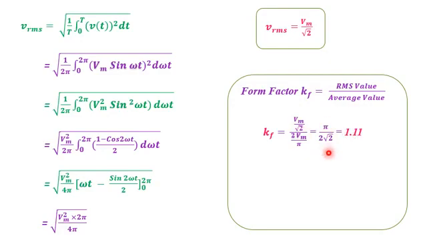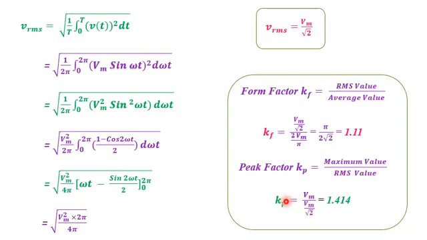That is 1.11. Similarly, peak factor is maximum value by RMS value. Substituting, we get Vm divided by Vm by root 2, which is equal to root 2, that is 1.414. That is, the form factor and peak factor do not depend upon the peak value or the magnitude of the sine wave. They are always constants.